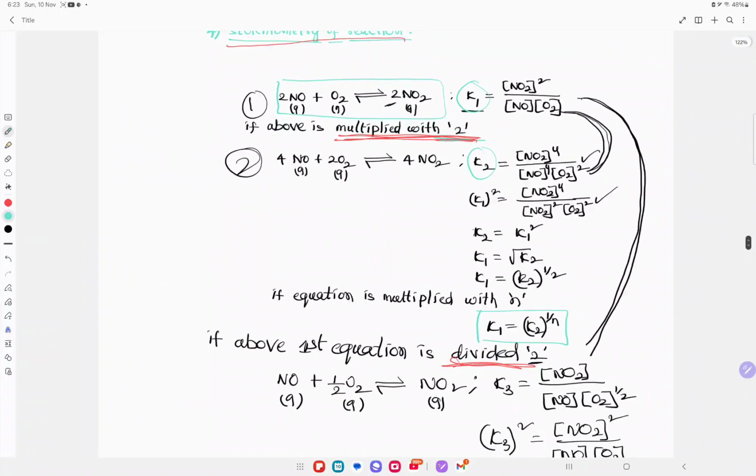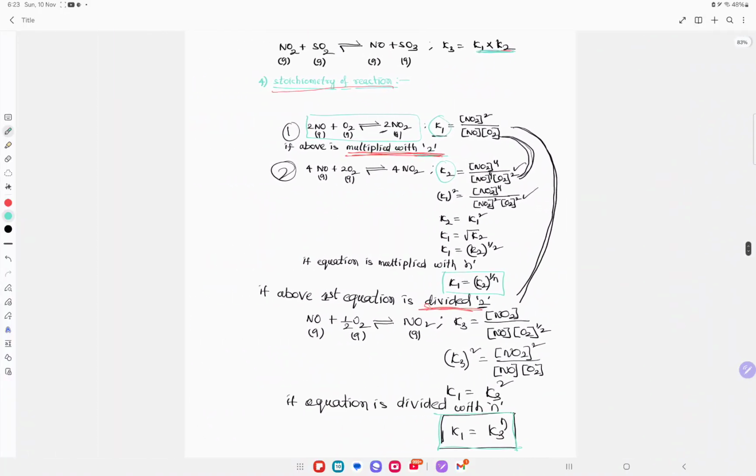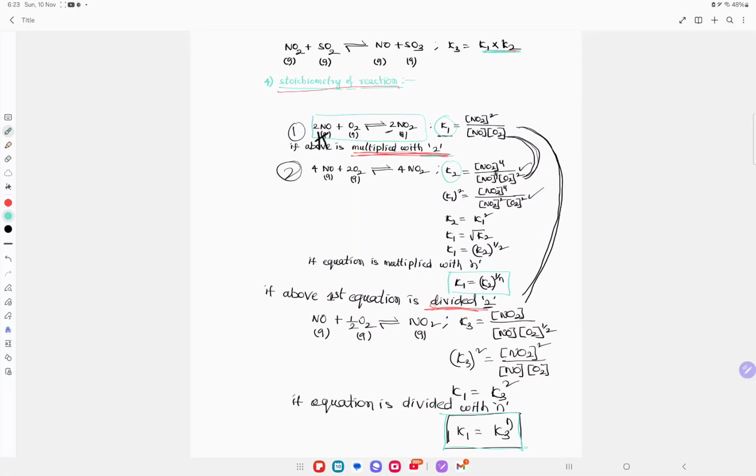And the fourth factor is the stoichiometry of the reaction. Whenever there is one equation, and a second equation appears by multiplying the first equation, then the equilibrium constant of the first reaction is the equilibrium constant of the second reaction power 1 by 2. అంటే 2 తోటి మల్టిప్లై చేస్తే 1 by 2 అయింది. If the equation is multiplied with n, then K1 is equal to K2 power 1 by n అవుతుంది.